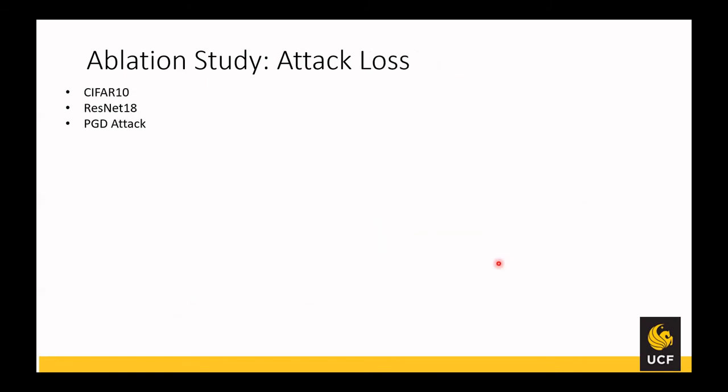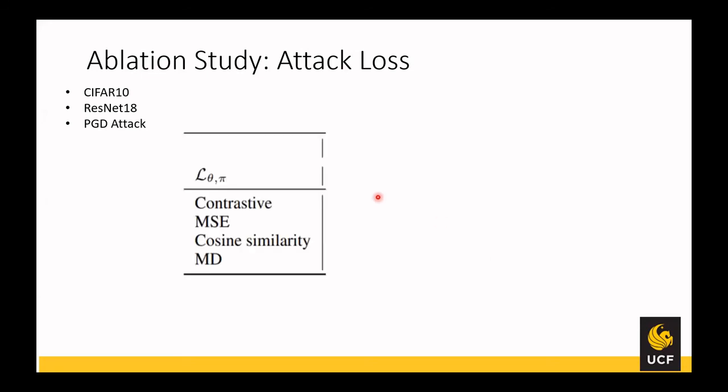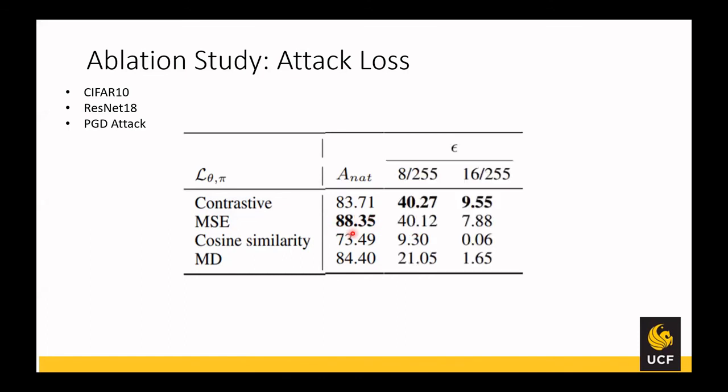The next ablation study, they looked at attack loss on CIFAR10 data, ResNet 18 network, and a PGD attack. Now they consider these 4 losses: contrastive, mean squared error, cosine similarity, and Manhattan distance. Looking at the accuracy of the clean images, you can see MSE had the highest at 88%. But when you look at adversarial images at epsilon of 8 and 16, contrastive learning performed the best on both of them compared to the other methods, which is great because the authors use this contrastive loss to generate instance-wise attacks in their experiments. So the takeaway is that them considering the contrastive loss was the best way to go.